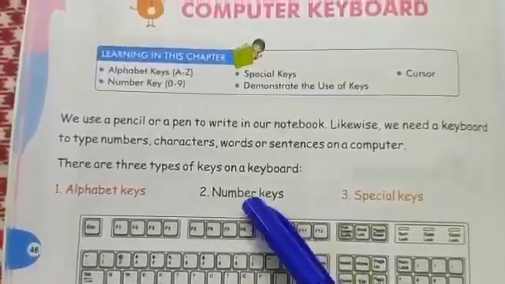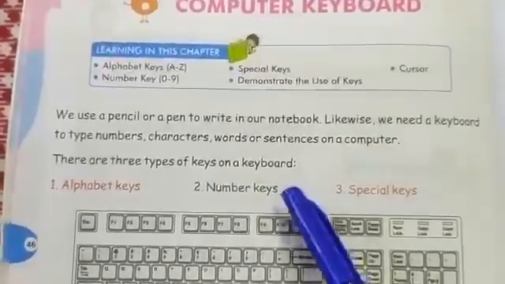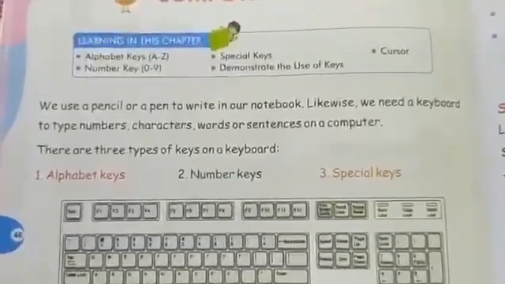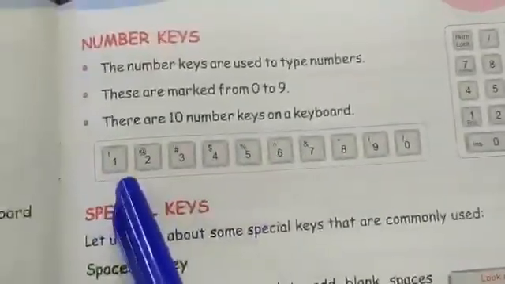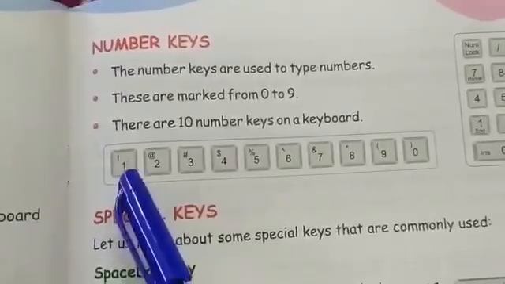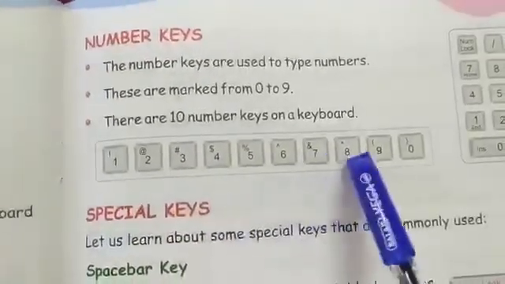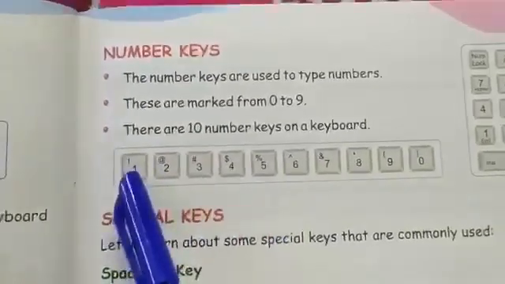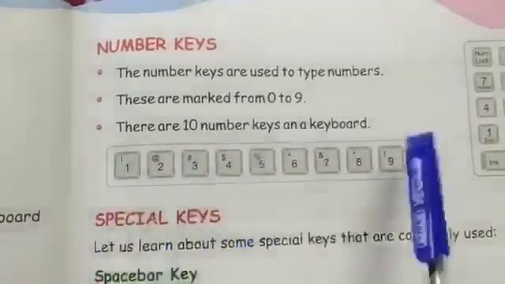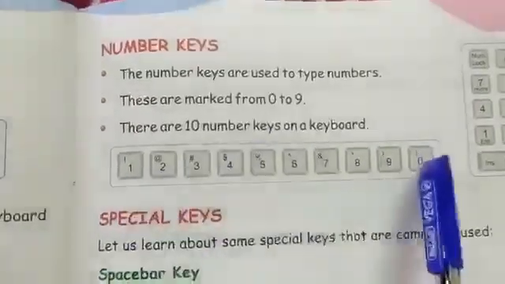Then I explained to you about number keys. How many number keys are there? There are 10 number keys, 0 to 9. Now you can see here 1, 2, 3, 4, 5, 6, 7, 8, 9, 0. So if you want to write 10, you have to press number 1 and 0. So it will become 10.